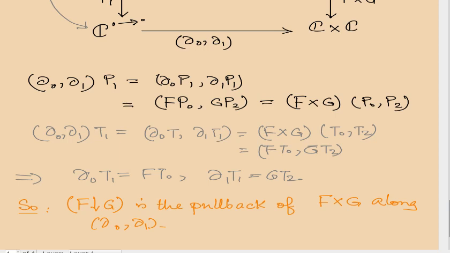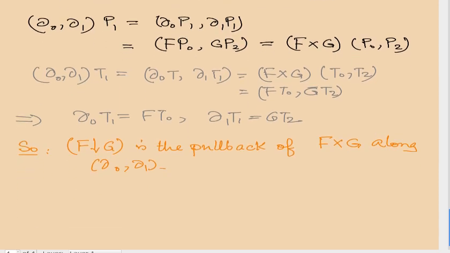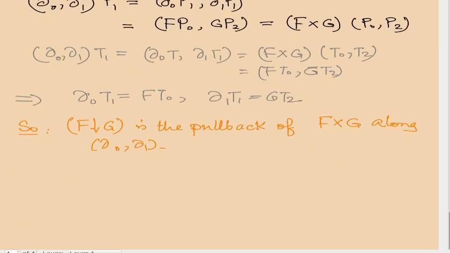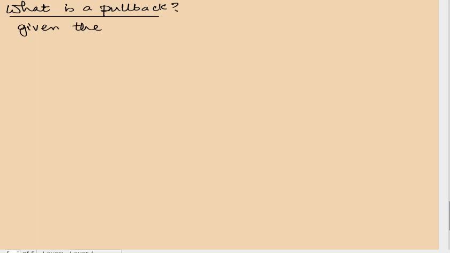So before I finish up with this part, let's look into what is meant by a pullback more formally. So what is a pullback? So given the morphisms, we often say co-terminating morphisms.